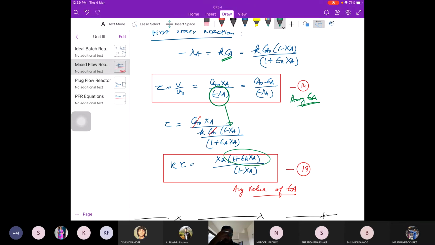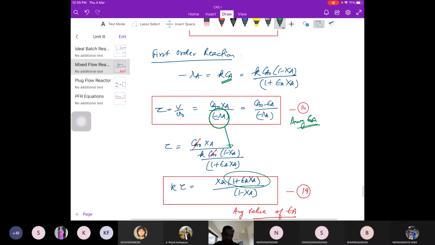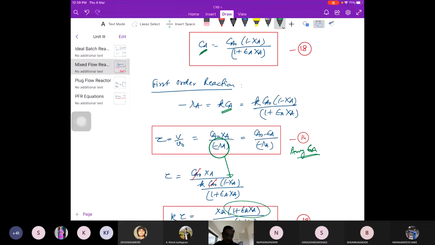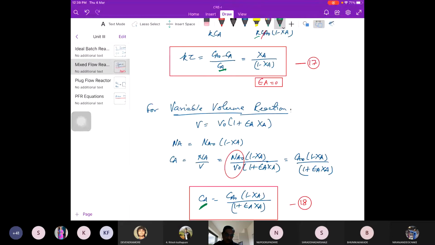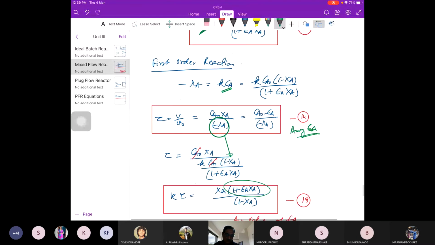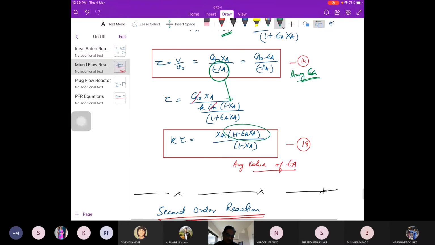So if it is gas phase reaction, we can use equation 17. If it is liquid phase reaction, we can use equation epsilon एक liquid phase के लिए 17 यूज कर सकते हैं और गैस फेज रहा तो 19 यूज कर सकते हैं.